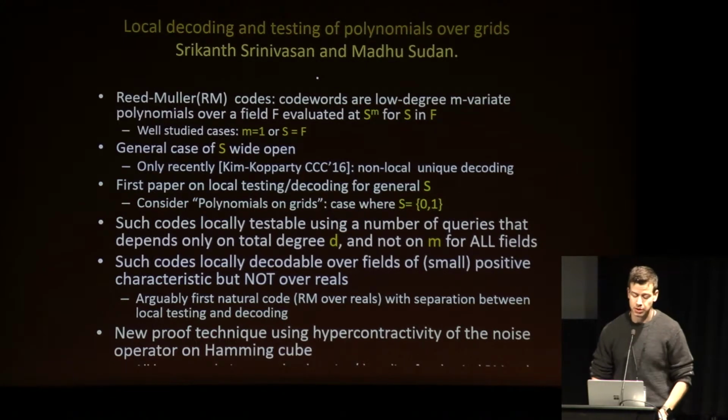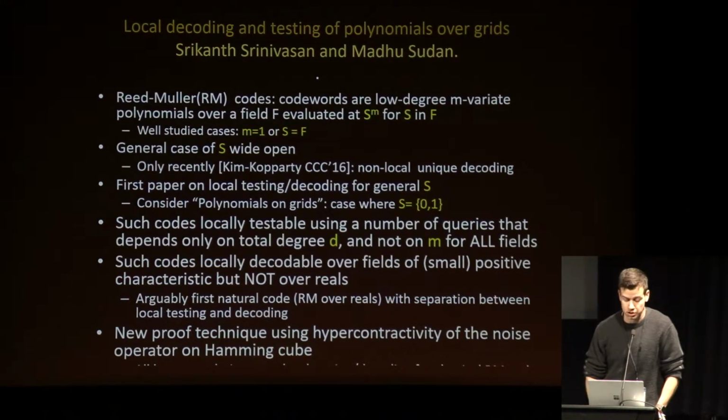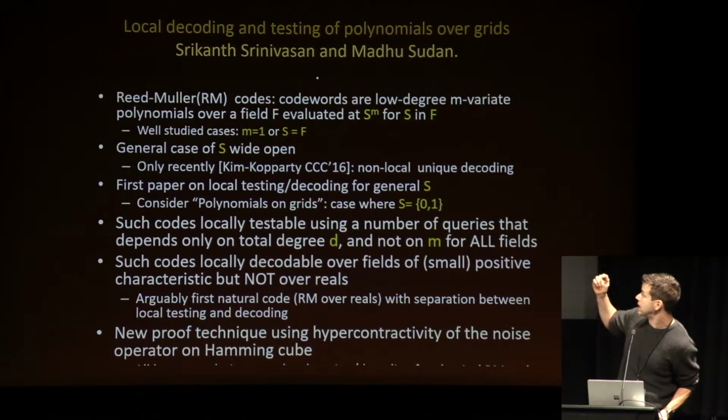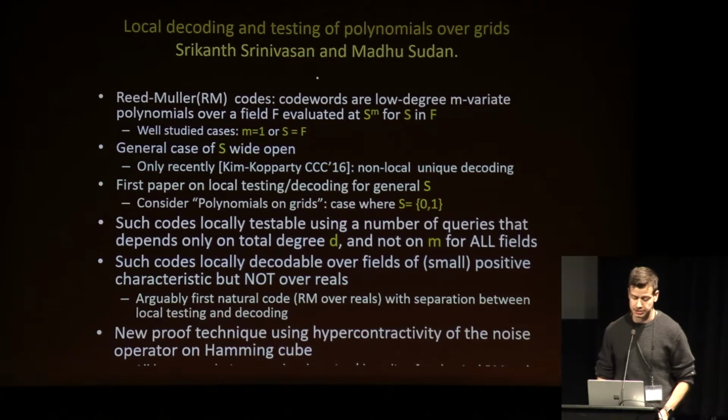The second paper about local decoding and testing polynomials over grids by Srinivasan and Sudan looks at variants of the celebrated, seminal Reed-Muller code. In the Reed-Muller code, code words are low-degree multivariate polynomials of a bounded degree over a field, and they're evaluated over the entire cube, F to the m. In general, we could talk about evaluating them over a subset of the field, so S to the m for some subset S of the field F.